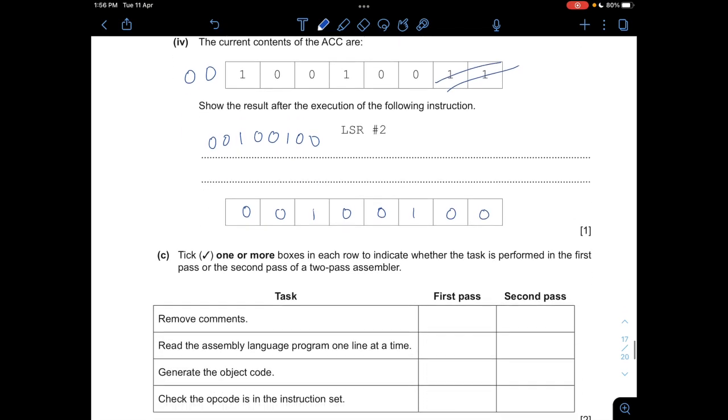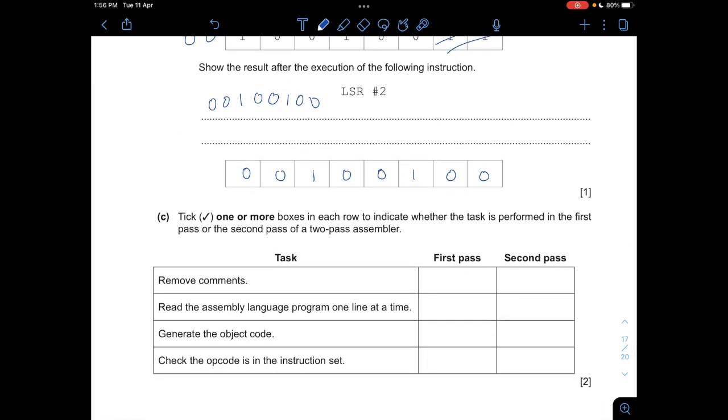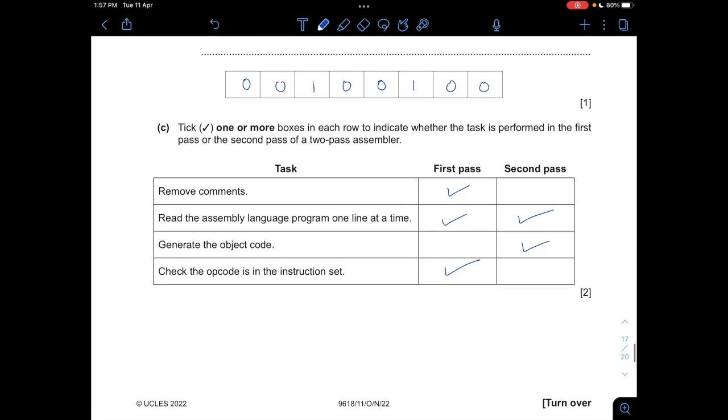Like such. Take one or more boxes to indicate which one is the first pass assembler or the second pass assembler, right? So remove comments will be the first pass assembler. Read the assembly language program one line at a time would be first pass and also second pass. Generate opcode would be the second pass, and your opcode in the instruction set would be your first pass assembler, right? So that's for your assembler.